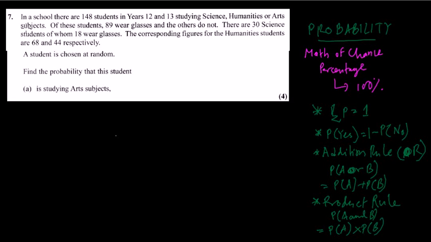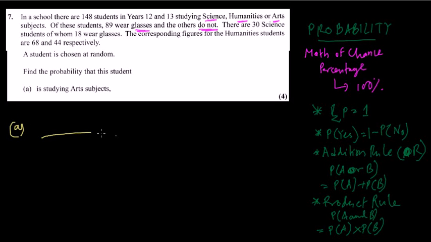So here the question is, in a school there are 148 students in class 12 and class 13 studying science, humanities and arts. So we have science, we have humanities and we have arts. We have three subjects, total of 148 students. And we know of these, 89 wear glasses. So we have new category, glasses and no glasses. So it's a good idea to draw a table for a sum like that.